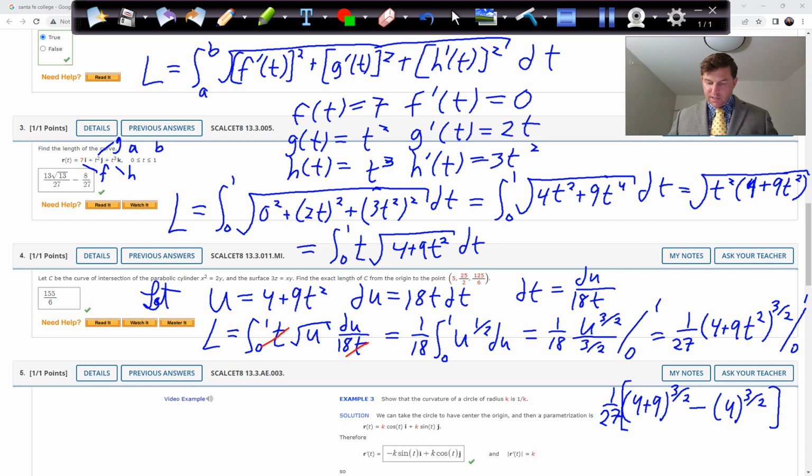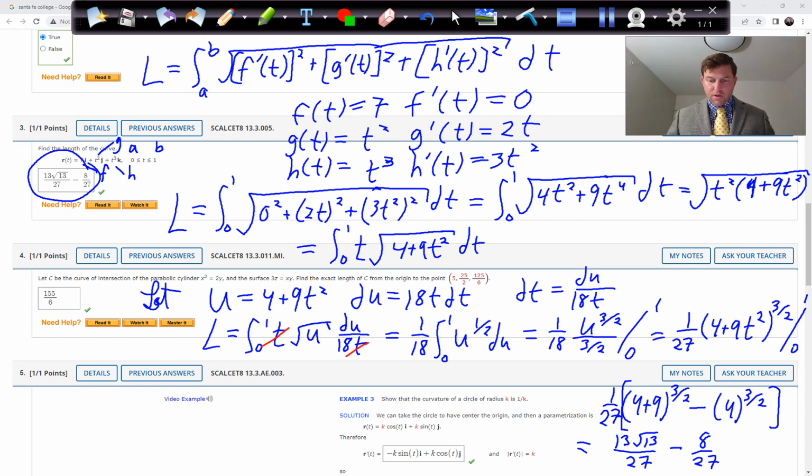And this becomes 13 to the 3/2 and 4 to the 3/2, and I'm going to cut to the chase. If you do this, you're going to get 13 root 13 minus 8, and both of them are on top of 27. This is going to be 13 square root 13 all over 27 minus 4 cubed, which is going to be, well, the square root of 4 is 2, and then 2 cubed is 8. So you're going to get minus 8 over 27. And that's going to go right here.